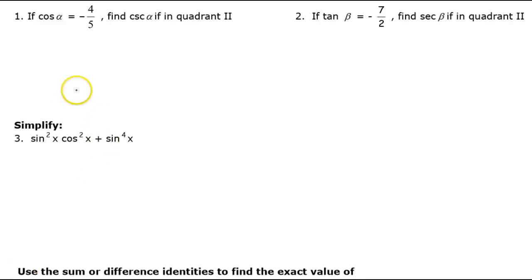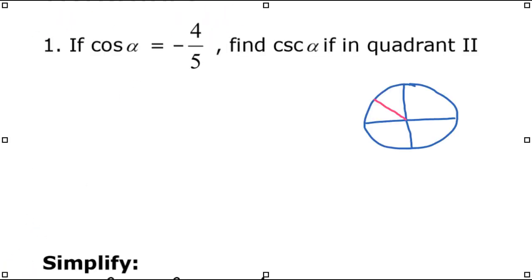In this video, we will review how to find the value of any trig function given one trig function and the quadrant. In this case, we are told that angle alpha is in the second quadrant. So here we are in the second quadrant. If you make a little triangle out of it, then you have x, y, and r.